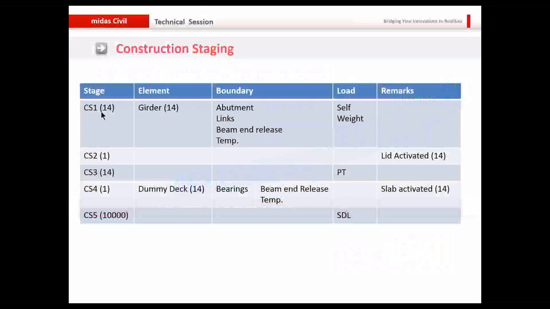So basically in stage 1, the girders are activated, and the abutment portion has a link, and the beam end release is applied for the temporary support. For the loading, just the self-weight is activated. In stage 2, the cover plate for the support region is activated. And in stage 3, the post-tensioning occurs. And in stage 5, the dummy deck, so basically the deck portion, is activated. And the beam end release is applied at the temporary support.